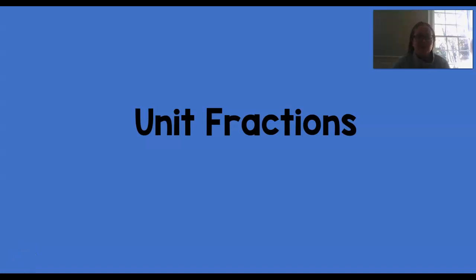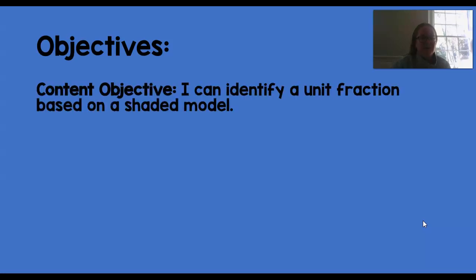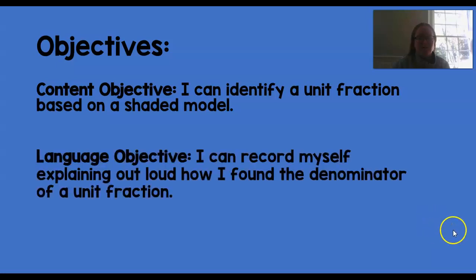Hi, boys and girls. So our next study in our fraction unit is on unit fractions. And today we're going to be working on just identifying those unit fractions. We have two objectives. So our first objective is I can identify a unit fraction based on a shaded model, and that's going to be the focus of this video.